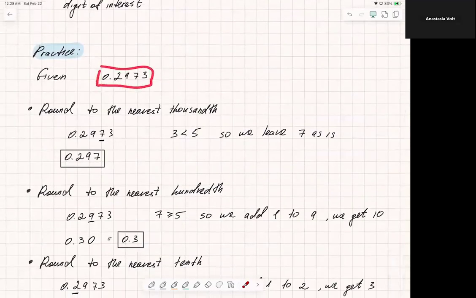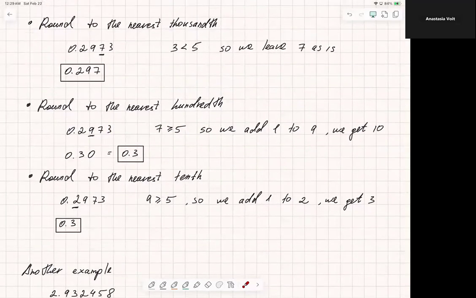Okay? All right. So now let's practice a bit. Given a number 0.2973. So let's do different examples with this number. So let's round this number to the nearest thousandth. So this is tenth, hundredth, thousandth place. So the digit of interest is 7. So we'll look at the next digit, which is 3. 3 is less than 5, so we'll leave 7 as is. We don't add 1 to it. So the final answer would be 0.297, and we just drop 3.